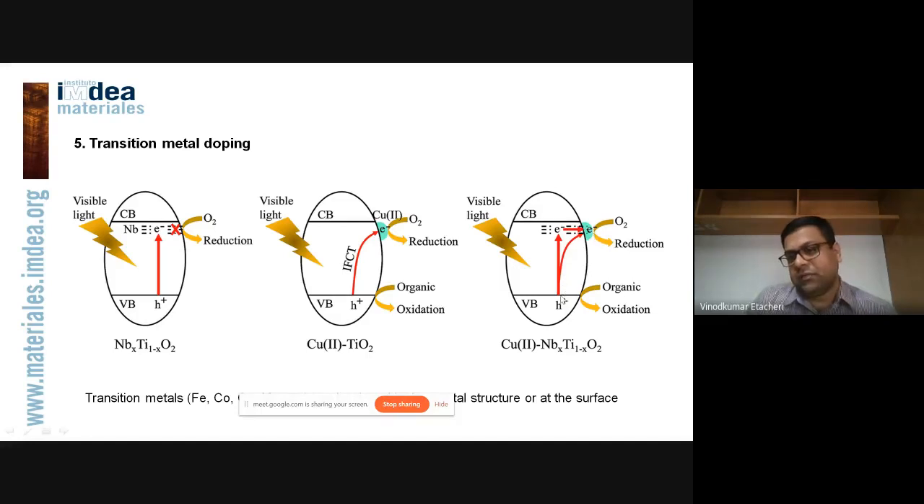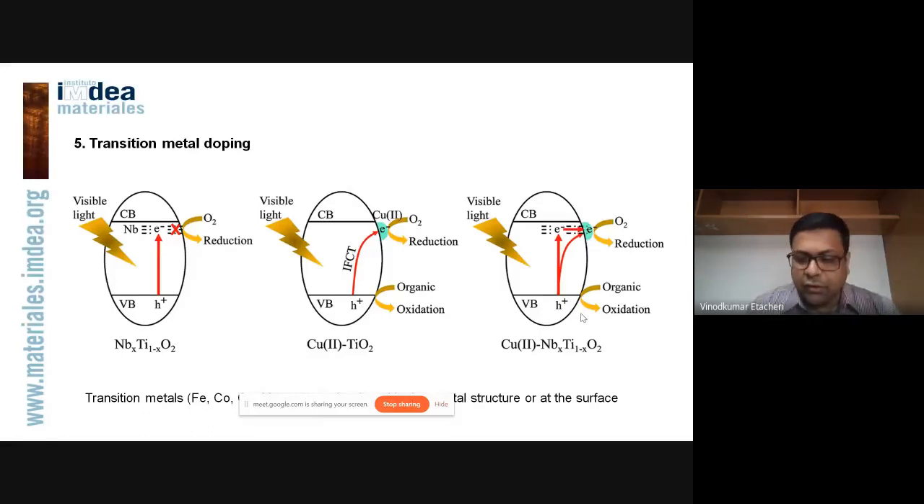So in this method, it can be active in two different ways. One is visible light activation because of the energy levels, and the other is electron-hole separation because of the metal particles at the surface. O2 reduction can happen at the metal particle, and organic oxidation can happen at the valence band. So basically, the electrons and holes are readily available for reduction and oxidation reactions by properly doping TiO2 with the transition metals.